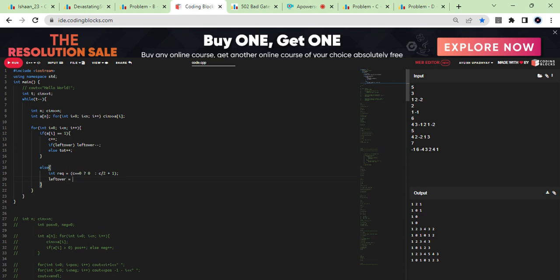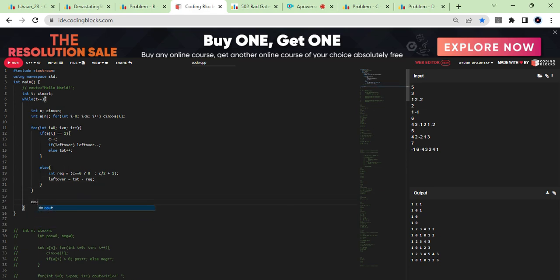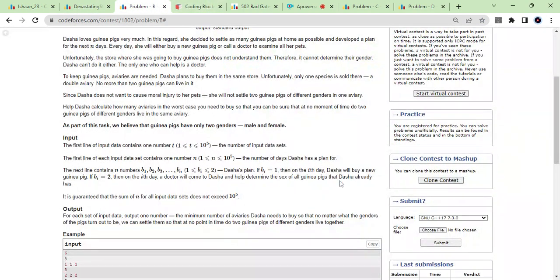Leftover is equal to the total number of boxes which you have bought minus what you actually require, and that's all about it. And you just print out your TOT, what you actually bought, what you needed to buy. So int c starting from 0, TOT is equal to 0, leftover equal to 0. After this, we copy this up.